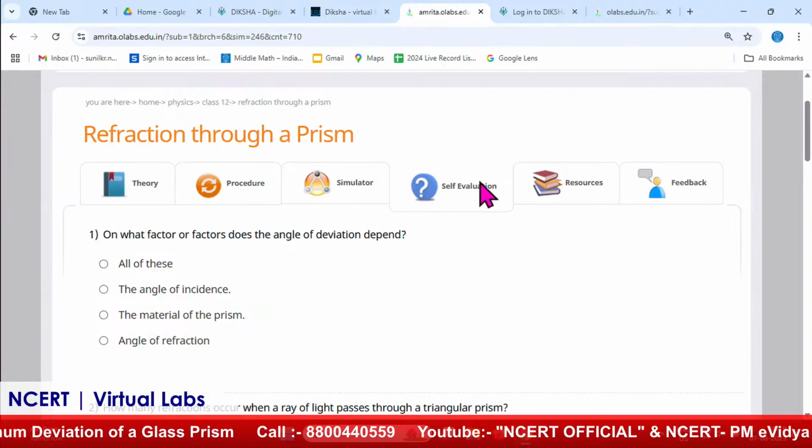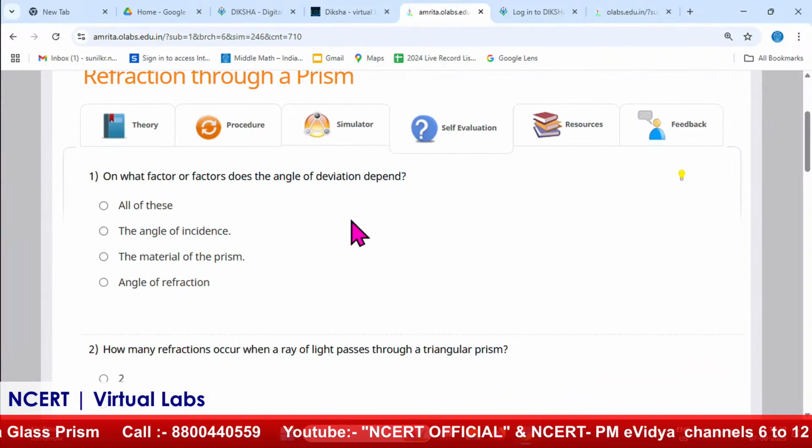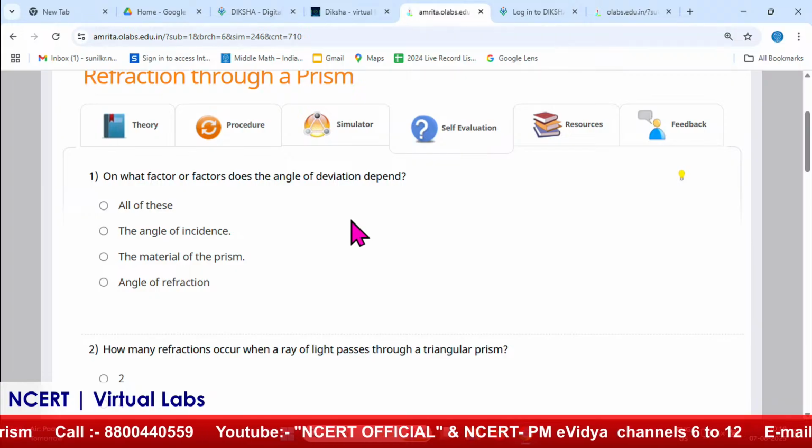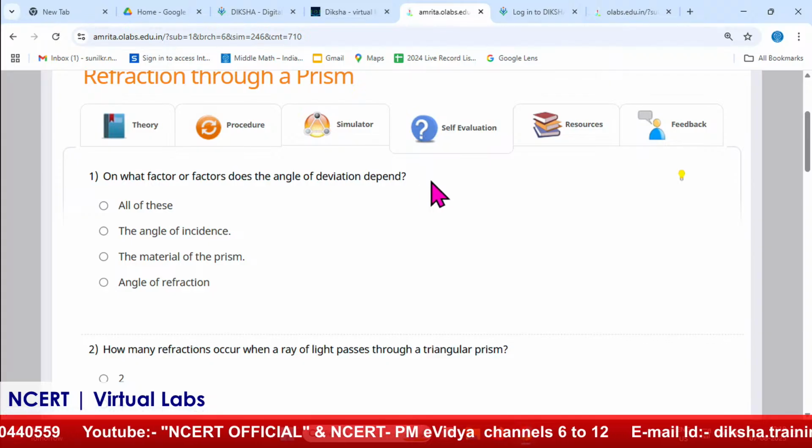Yes. So, here it is. See, one more vertical is there, self evaluation, one more tab is over here, where the student, after completing that practical, can go over there and see whether he understood that practical properly or not.